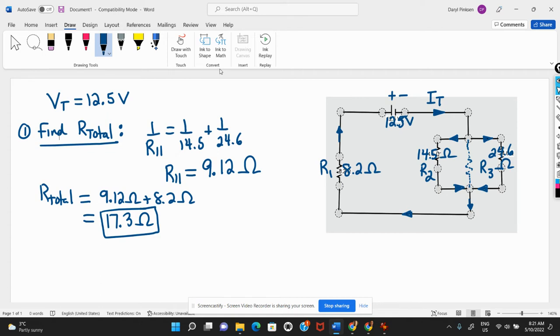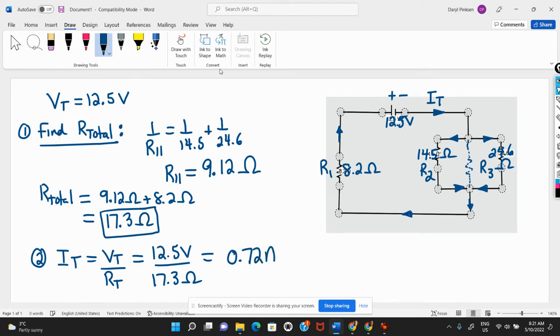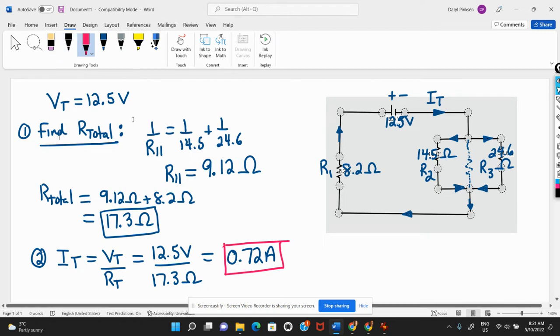So now that I've got the total amount of resistance in that circuit, I can find the total current. The total current is the total voltage divided by the total resistance, which is 12.5 volts over 17.3 ohms. And that's going to give me 12.5 divided by 17.3 equals 0.72 amps. I'm going to change the color here now for my box. Now, because I'm smart, I have this circuit already up and running, and now I can check my answers.